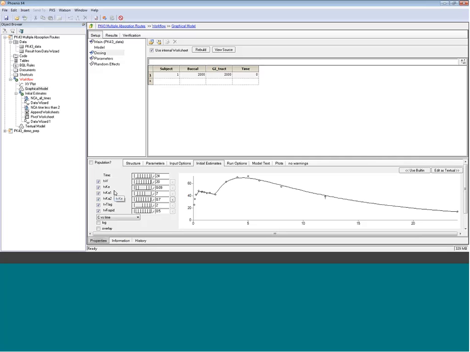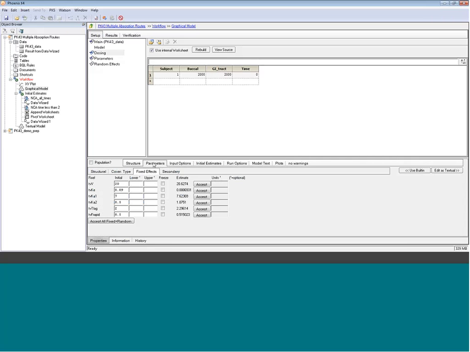And maybe the final question for this round: when and how to select lower and upper initial estimates, the boundaries for the initial estimates? Sure, that's a good question. So let's have a look at this parameters tab, fixed effects subtab.